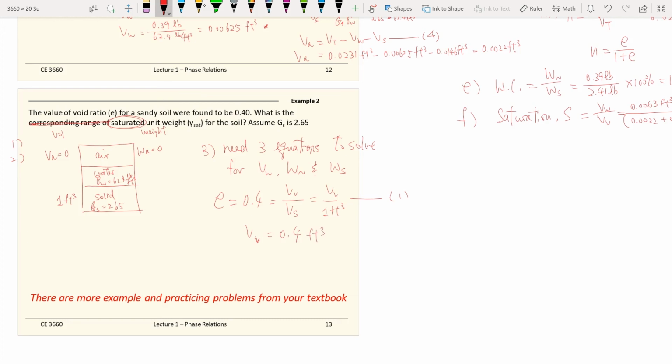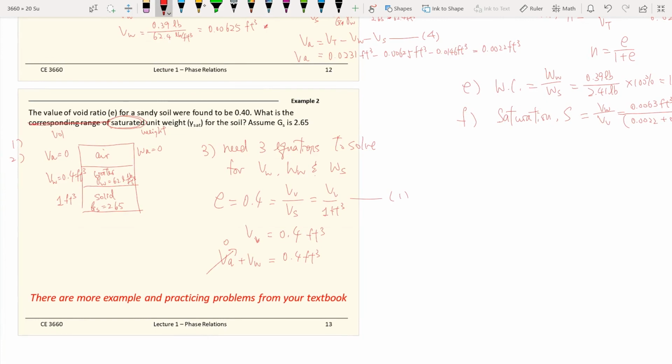And we know that the volume of void is equal to the volume of air plus the volume of water. And we know that the volume of air is equal to 0 because this is saturated. So pretty much we solve that the volume of water is equal to 0.4 cubic feet. So we know the volume of water.